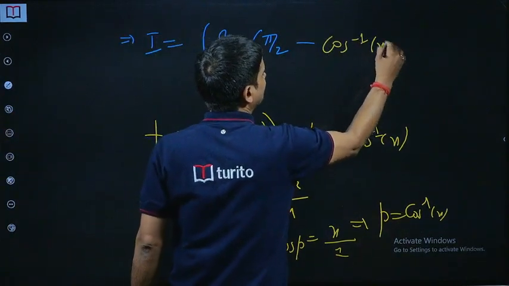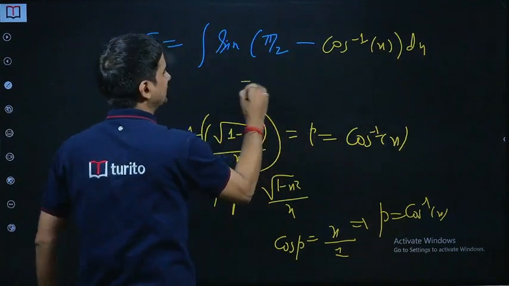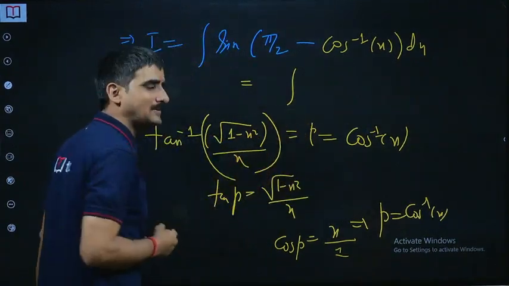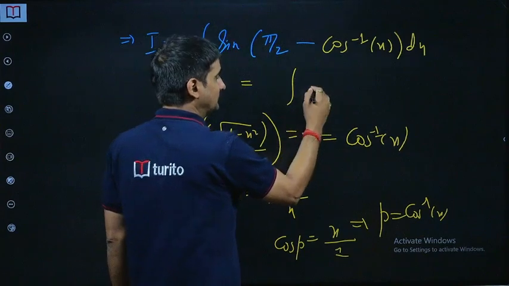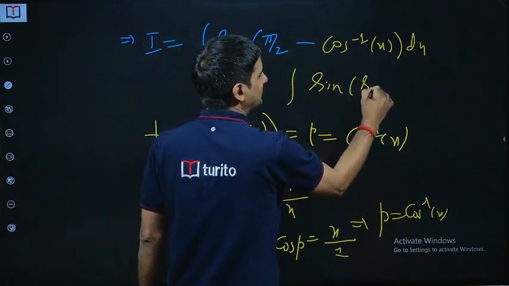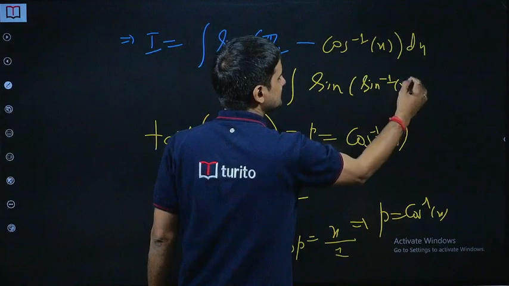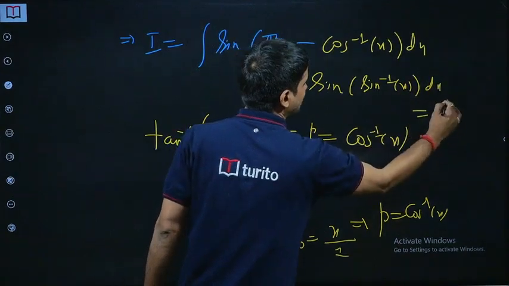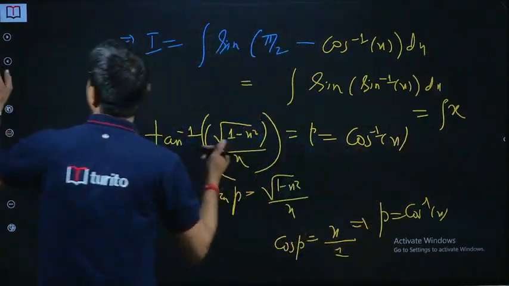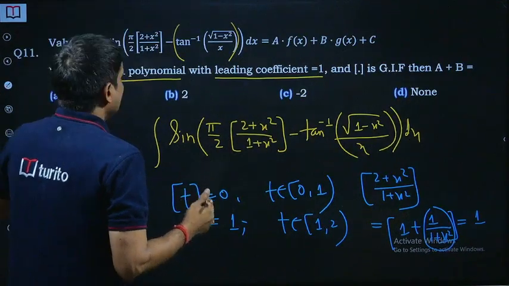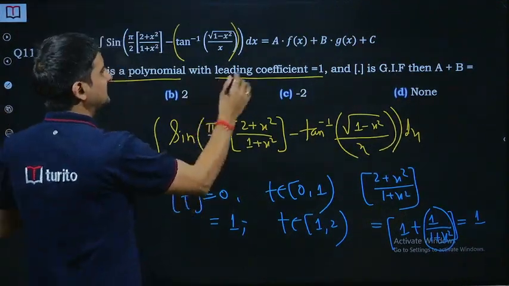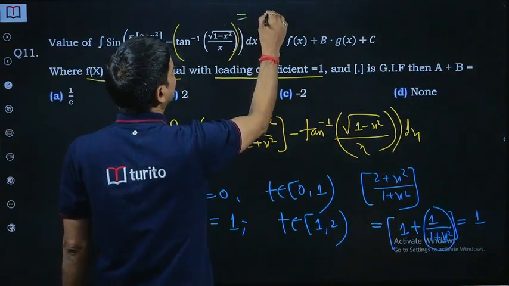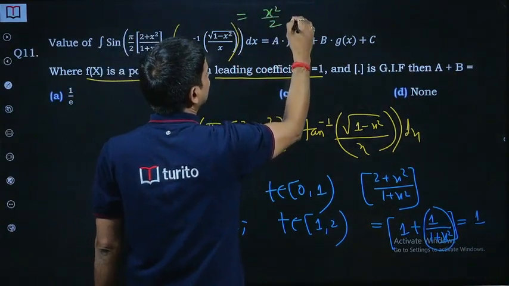So looks-wise, it might be a difficult question, but it's a very, very simple question. Sine of pi by 2 minus cos inverse x is, from the identity, sine inverse of x. Isn't that so, bachcho? You all will agree, and this is as simple as that. So it's nothing but integral of sine inverse x, which is x square by 2 plus c.